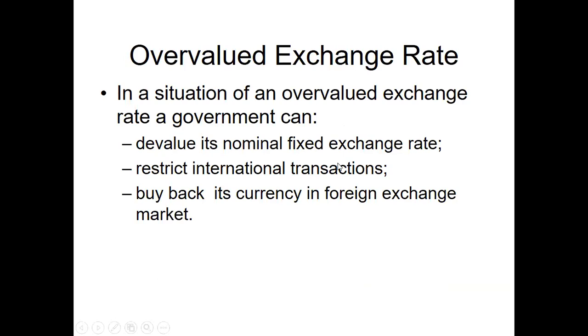To summarize, in a case of an overvalued exchange rate, the government can do what we mentioned a while ago, buy back its currency in the foreign exchange market, or we can also devalue the nominal fixed exchange rate, so decrease the value, or we restrict international transactions so that whatever local currencies we have can remain. We only release the remaining portion for us to be able to maintain the fundamental value of our currency.